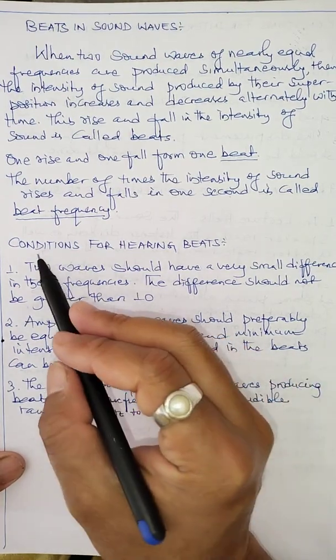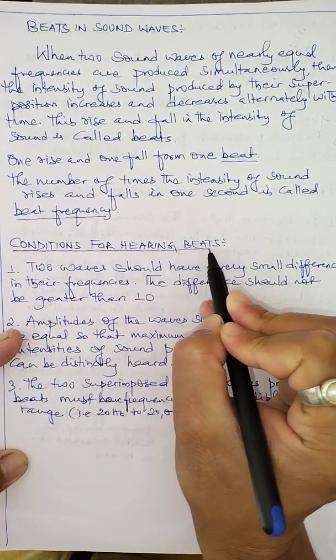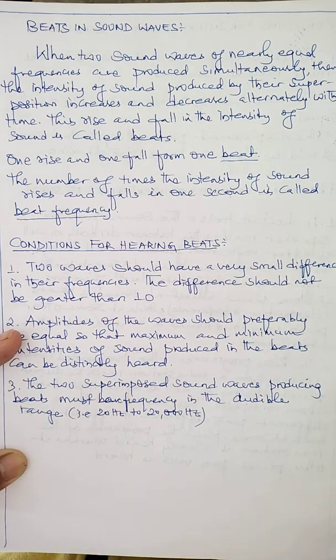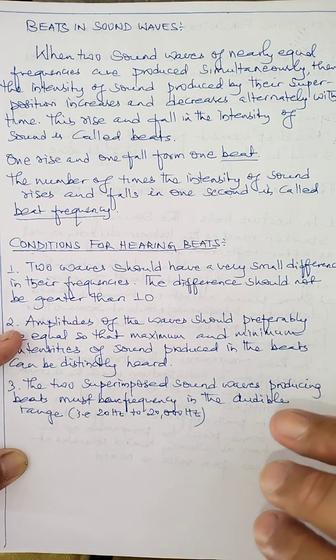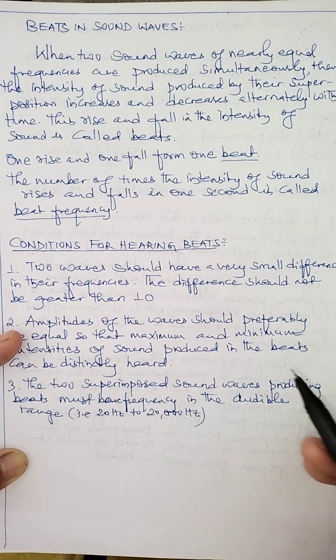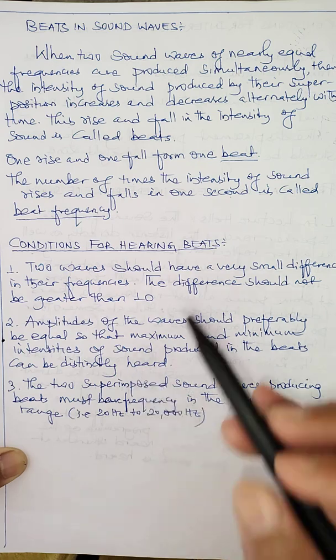Now we will discuss the conditions for hearing beats. This is also important for examination. You will be asked to write at least one or two conditions for hearing beats, meaning under what condition we can hear the beat. And even, children, the beat cannot be heard under all conditions. There are three conditions that we need to understand for hearing the beats.